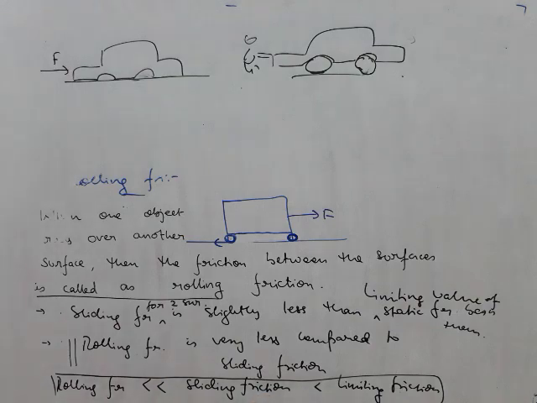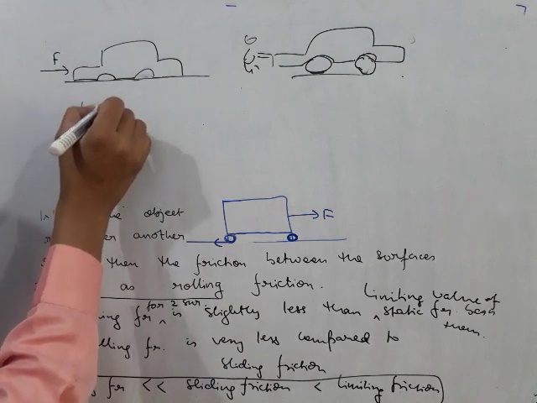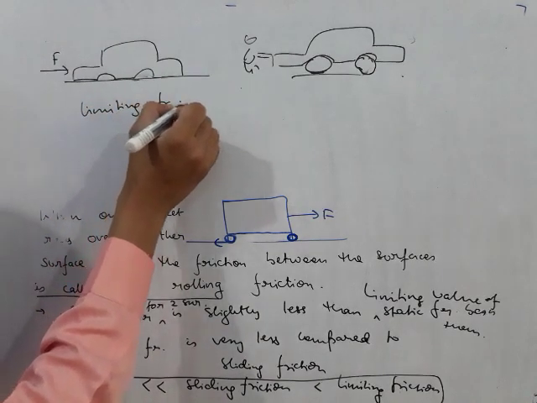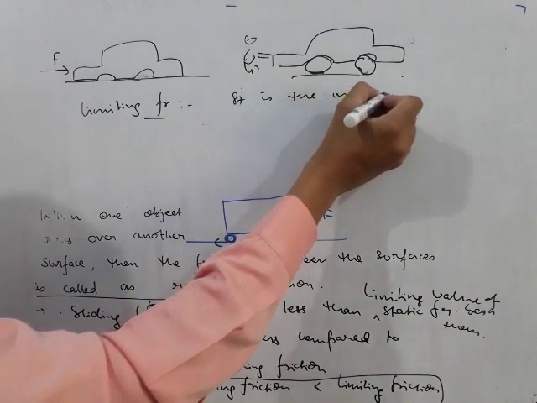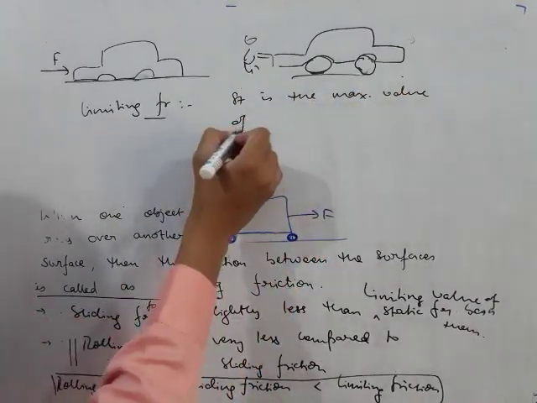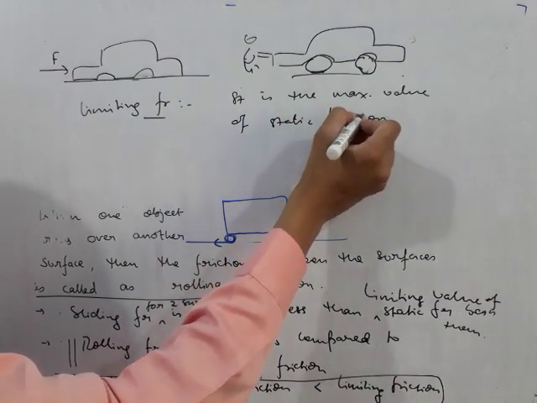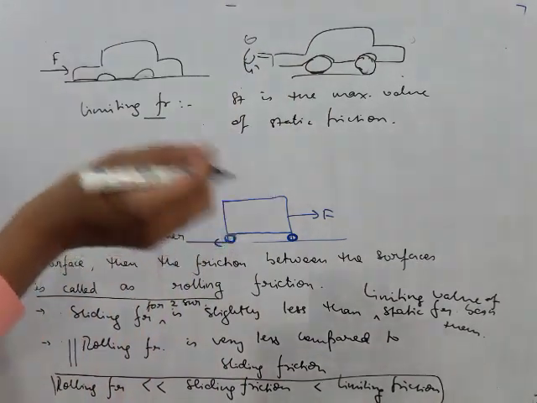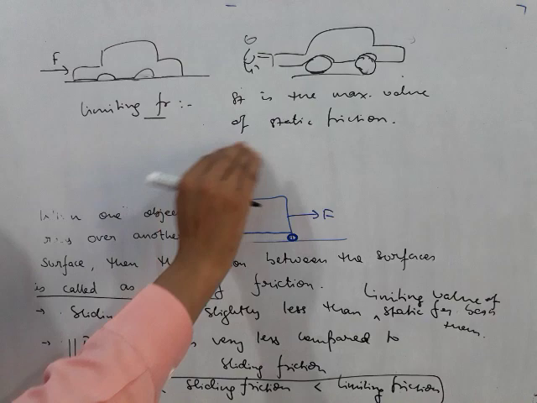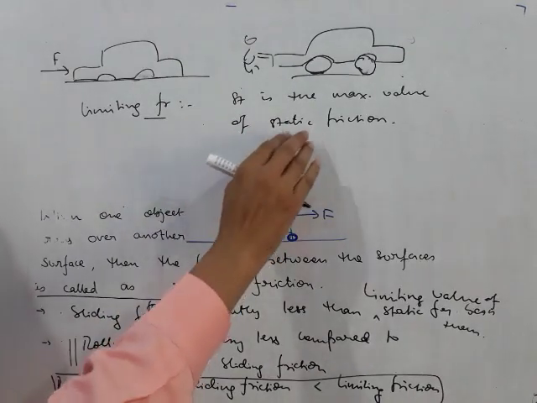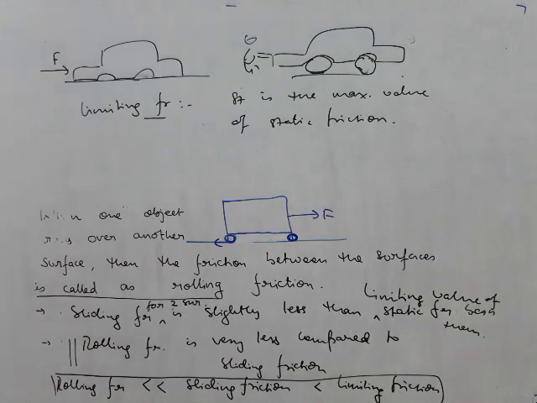So limiting friction, how do we define it? If somebody asks you the definition of limiting friction, let me give that also. The definition will be: it is the maximum value of static friction. Is it clear? The maximum value to which static friction can increase, because you know static friction is self-adjustable. It can increase to a certain limit. That maximum value till which static friction can increase is called limiting friction.